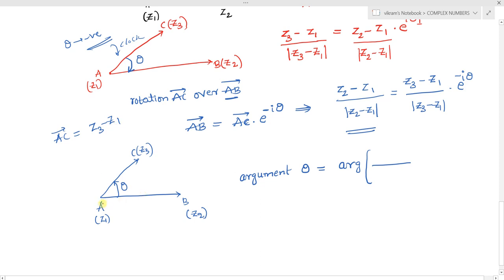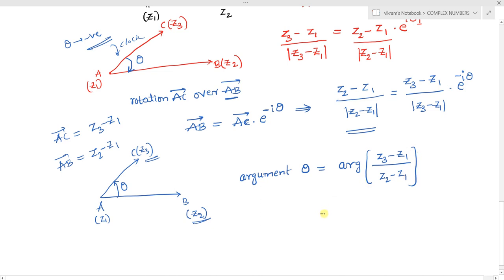And what is the vector we are rotating? AB is rotating, then the AB vector can be written as OB, that means vector Z2 minus Z1. So the argument can be written as arg of obtained by the rotating. What is obtained here? Over here AC is obtained, so we write it as Z3 minus Z1, and AB is rotated, so we write it as Z2 minus Z1.